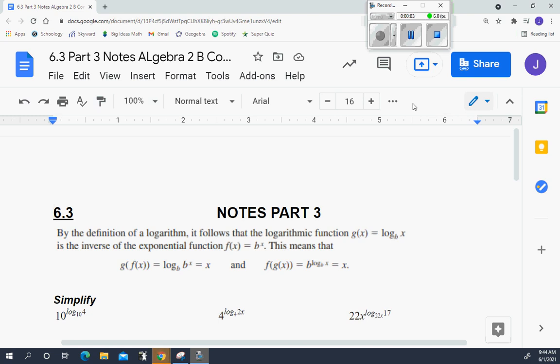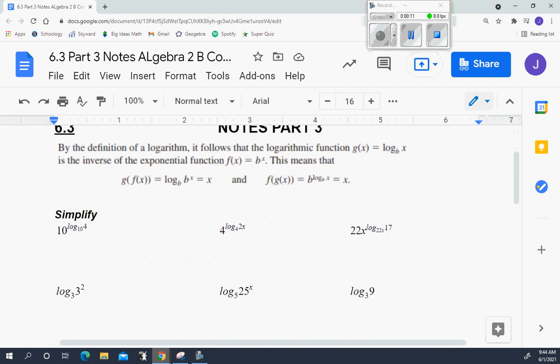All right, here's the last lesson of Algebra 2, 6.3, Part 3. Still working with logarithms. I want to focus on this top portion here. By the definition of a logarithm, it follows that the logarithmic function g of x equals log base b of x, the form we've been working with, is the inverse of the exponential function b to the x.